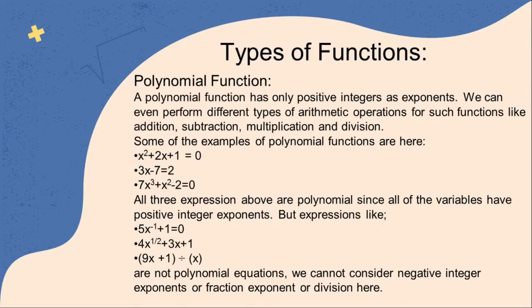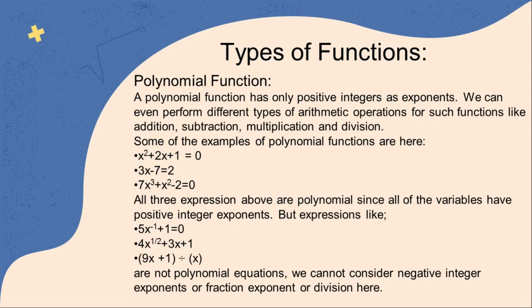Polynomial function. A polynomial function has only positive integers as exponents. We can even perform different types of arithmetic operations for such functions like addition, subtraction, multiplication and division. Some of the examples of polynomial functions are here: x square plus 2x plus 1 equals 0, 3x minus 7 equals 2, 7x square plus x square minus 2 equals 0. All three expressions above are polynomial functions.